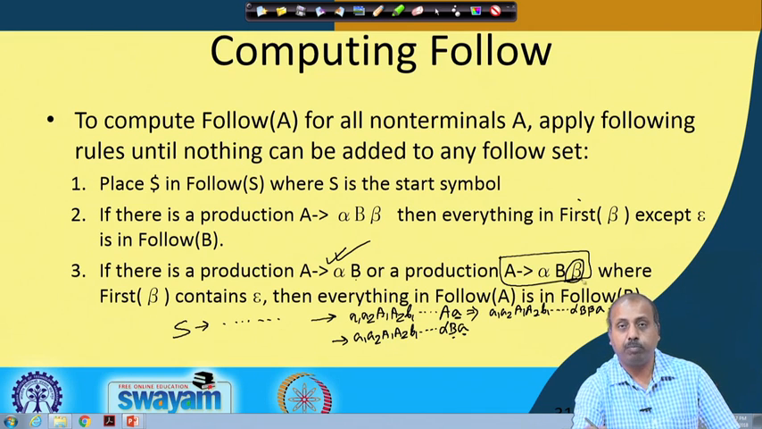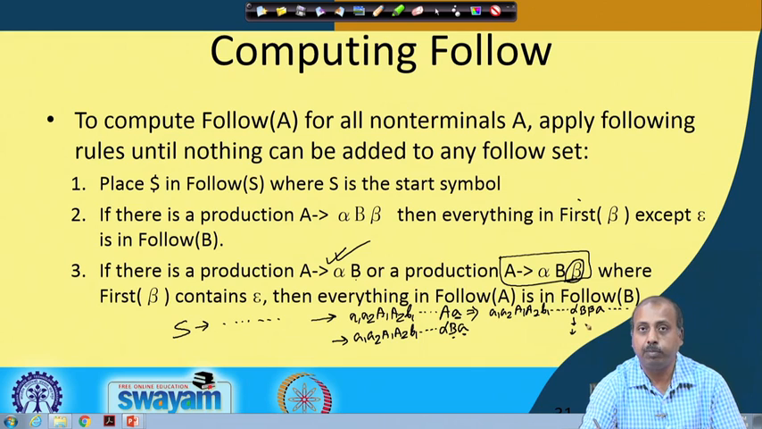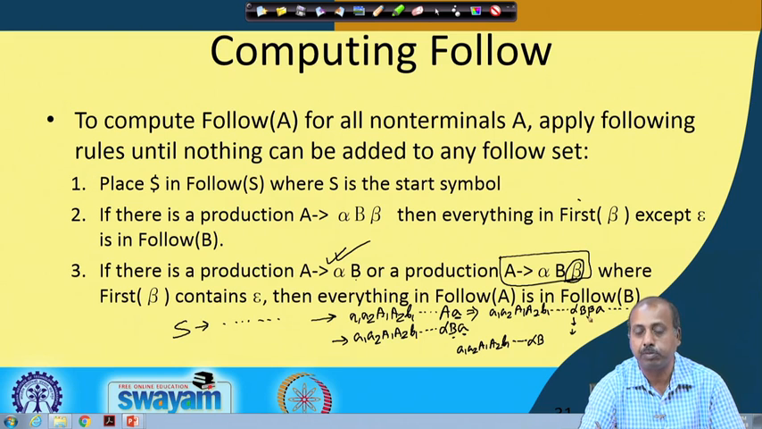Now if first of beta contains epsilon, that means through some derivational steps this beta can be replaced by epsilon, so that the string gets transformed into something like A1, A2, capital A1, capital A2, B1, then alpha b, and this beta part reduces to epsilon. So, A comes immediately. So, that can happen.